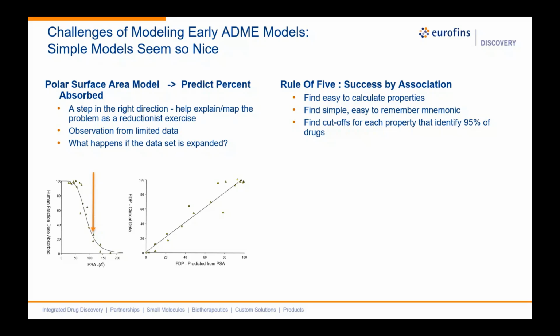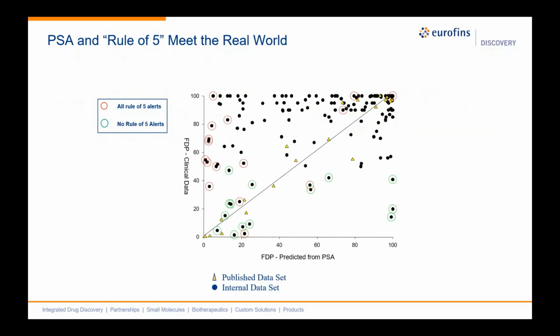So when you move into a larger data set, this is a collection of drugs known in the literature, and ask two questions. How did polar surface area do? Well, it's a lot messier than that single correlation line drawn down the middle with the yellow triangles. And then how about rule of 5? Well, if you look at the compounds with the green circles around them, those pass all the rule of 5 alerts, and yet they aren't either super good or super bad. The red circles actually fail all 5 of the rule of 5 alerts, and some of those perform terribly, as you might expect, but some of those actually perform well in terms of absorption.